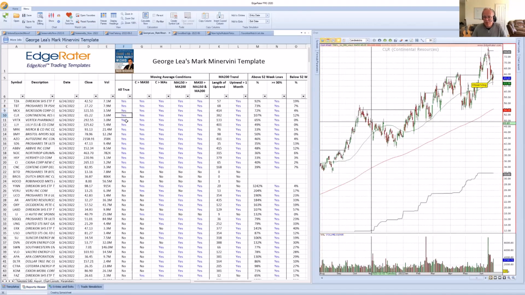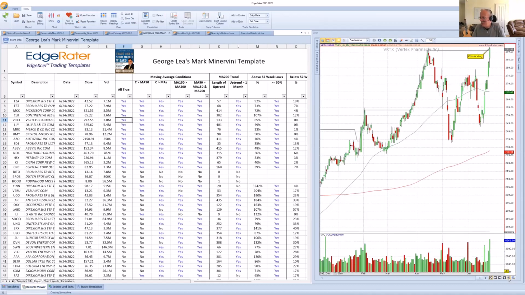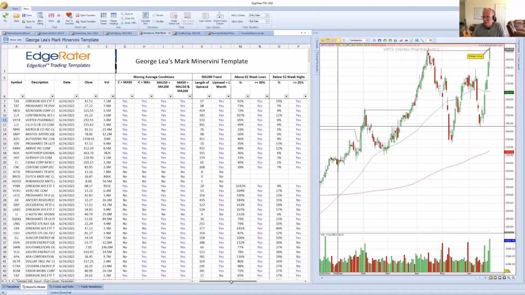And I was surprised here to find that actually there are some stocks here that are making new 52-week highs. I think last week when we looked to try and find stocks that are making new highs, we couldn't find any, but there are some here. So Vertex Pharmaceuticals meets all the criteria. And if we look over to the right-hand side, you can see that it's 0% below the 52-week highs, meaning it's making 52-week highs.